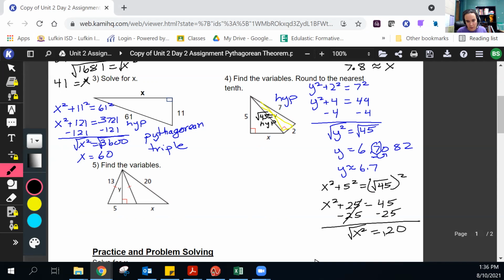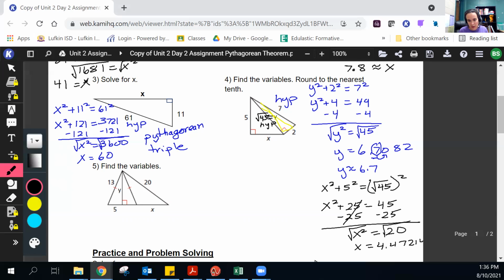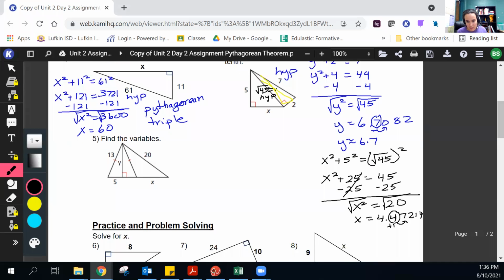And then we need to take the square root of both sides. And the square root of 20 is 4.47214. But again, we are rounding to the nearest tenth. That's the first place after the decimal. So we're looking behind it. After the 4, we've got a 7. That means we're raising the score by 1. So that means that x is approximately 4.5.